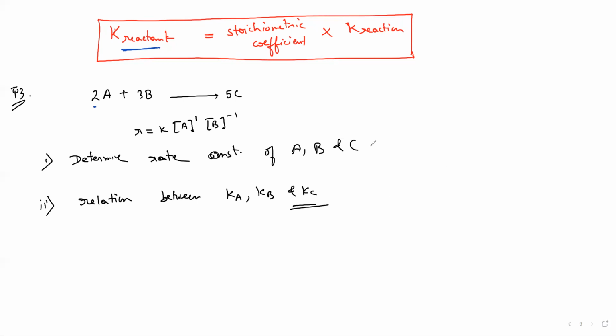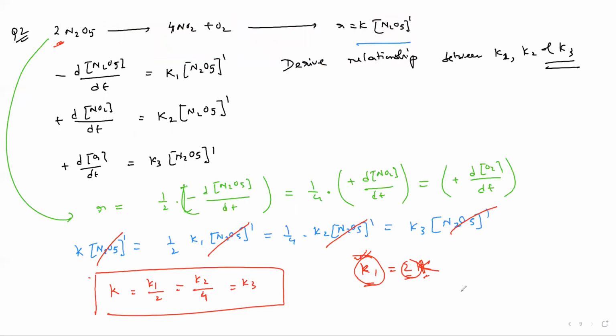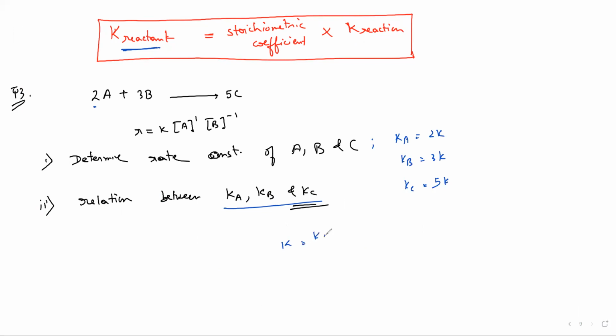Completed. Now in this case, how can you find the rate constants? Ka, can I write 2 into K? Kb, 3K. Kc, 5K. Now, what should be the relationship? The relationship is this one, just like this way: K equals Ka by 2, Kb by 3, Kc by 5.